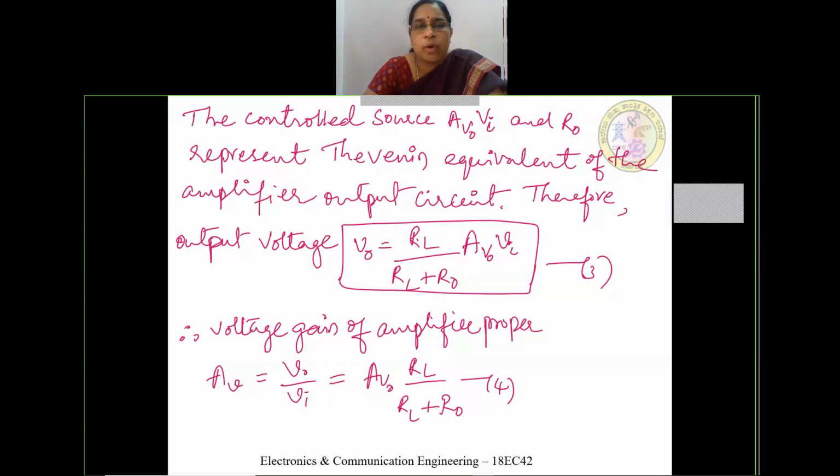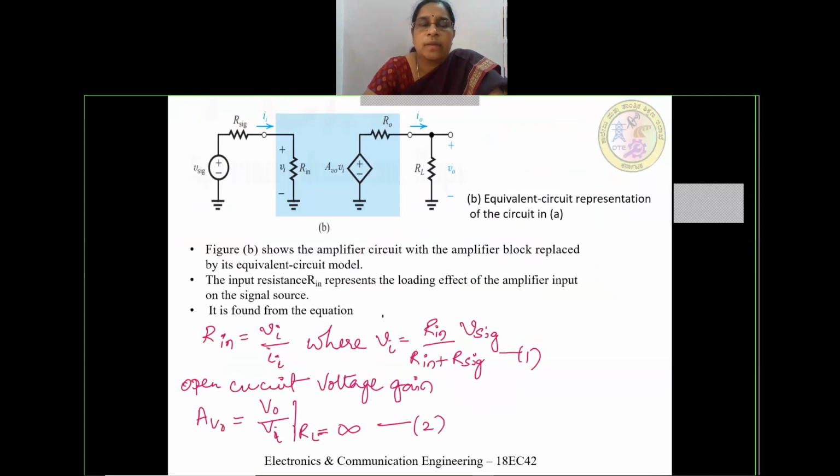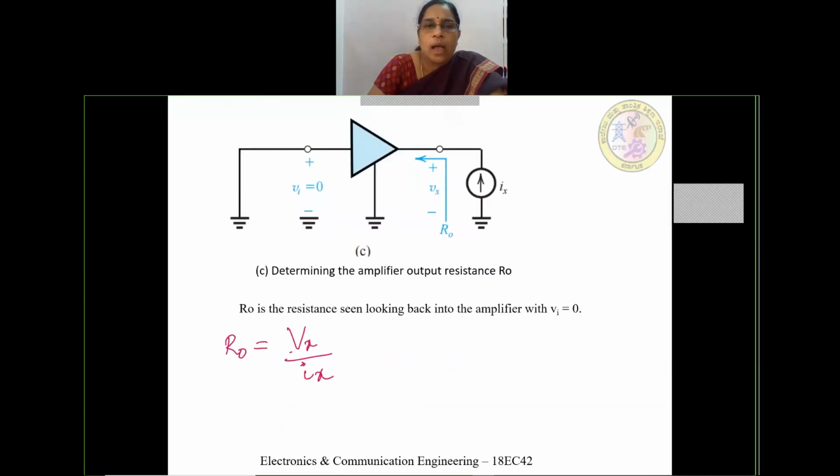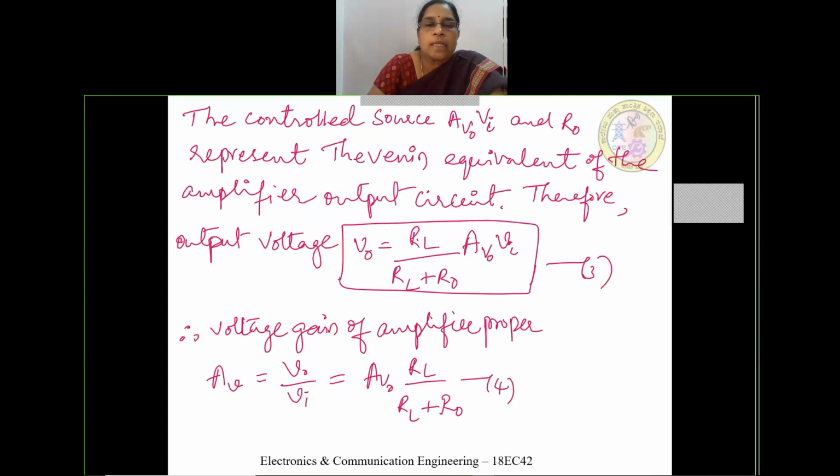This is also like a voltage divider. You just observe this circuit diagram. That equation is taken from the output part of the circuit as shown in figure B. Here you consider R naught, RL, and the voltage source, the controlled source AV naught into Vi. Therefore at the output node we can write V naught equal to RL by RL plus R naught times AV naught into Vi. It's a voltage divider equation.